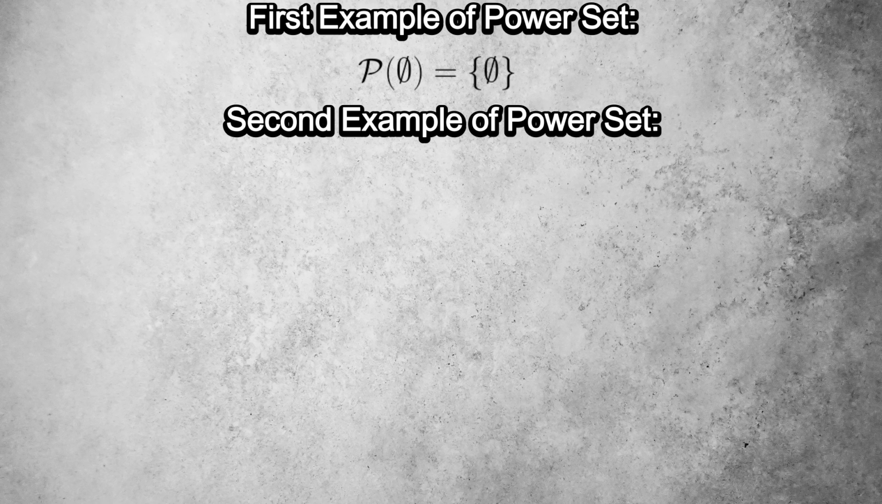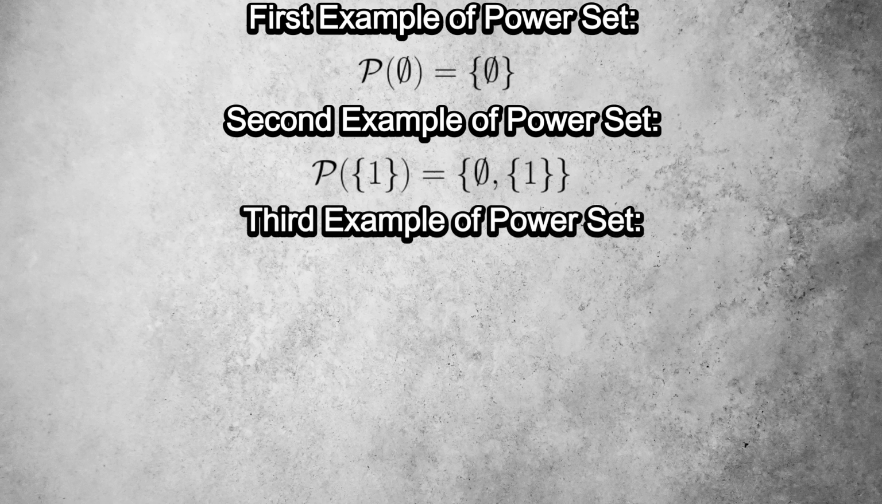In the second example, we are going to consider the set with one element, which is the number 1. Its power set is the following: the empty set and the set that contains 1. This happens because, as we mentioned before, the empty set is a subset of any set, and the set that contains the number 1 is a subset of itself.